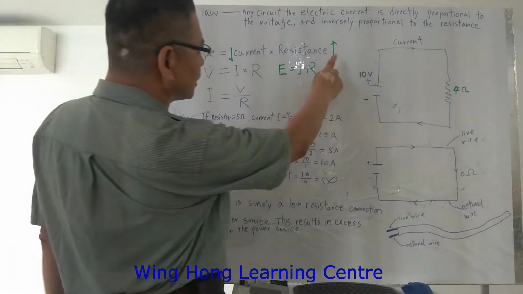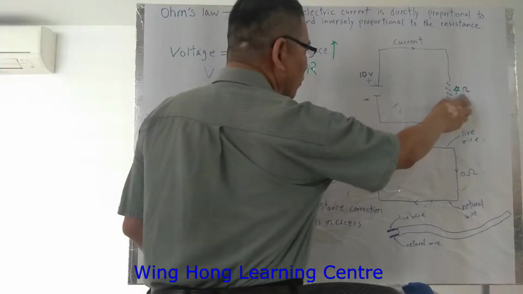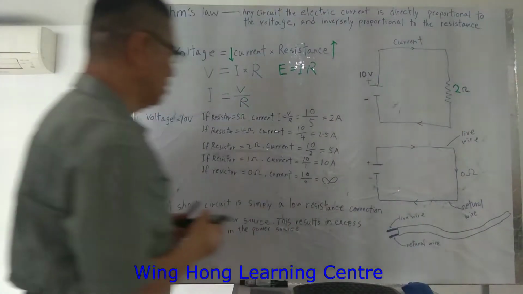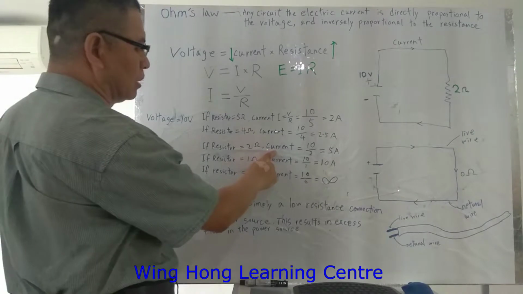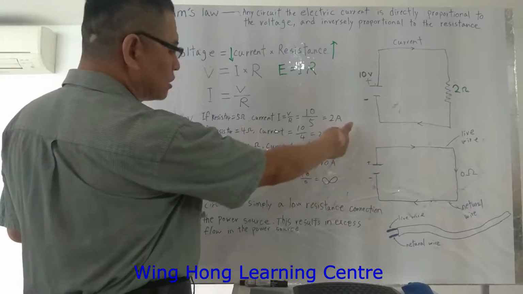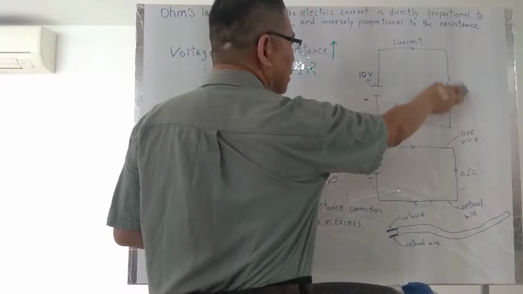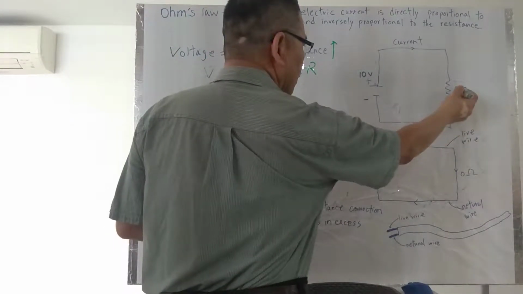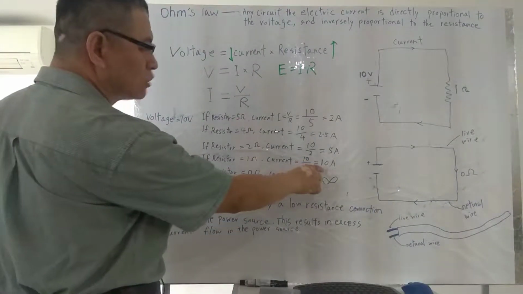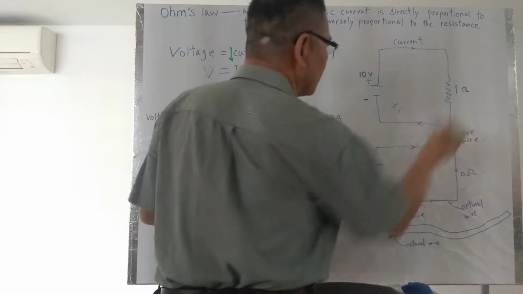That means if the resistance is decreased, the current will be increased. Furthermore, if the resistor is 2 ohm, then the current will be 10 over 2, equal to 5 amp. The current is even higher. If the resistor changes to 1 ohm, then the current will be 10 over 1, equal to 10 amp. Even higher. How about if it changes to 0 ohm?